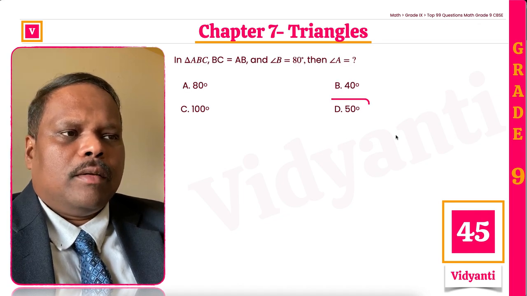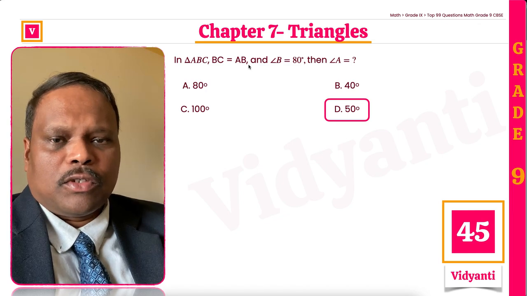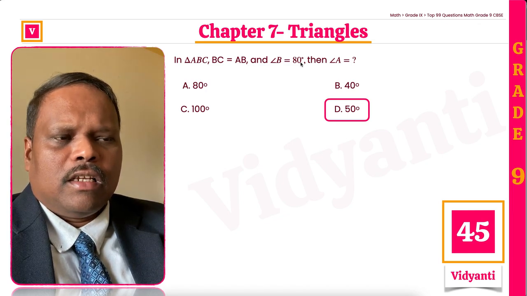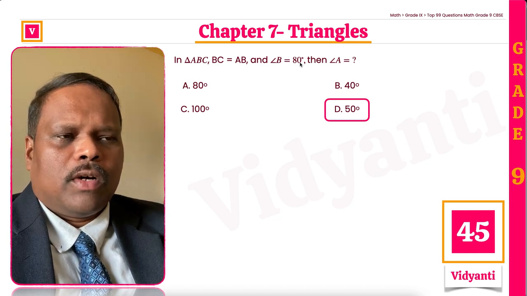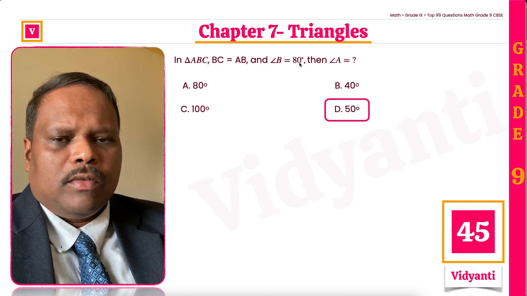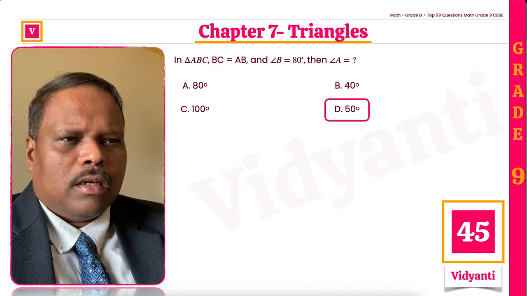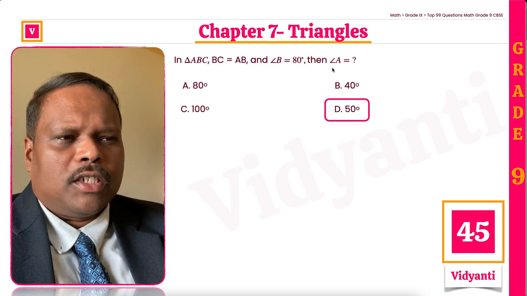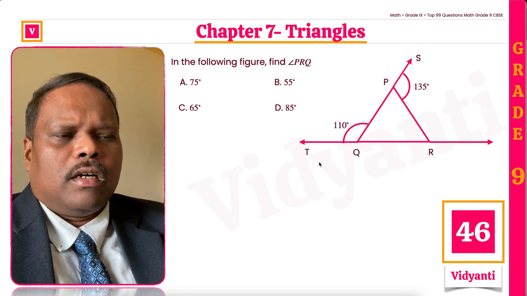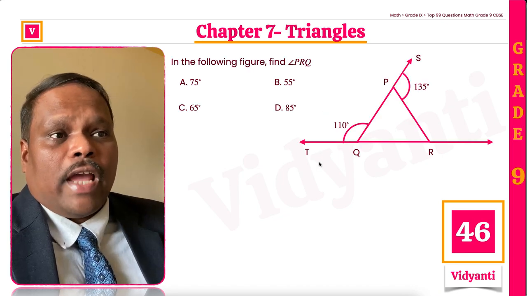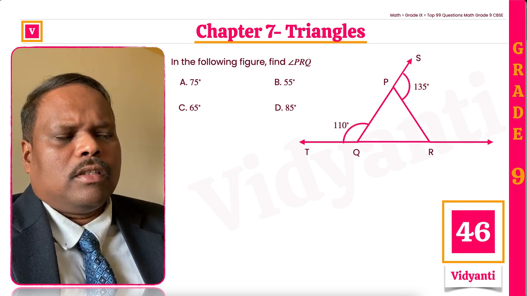In triangle ABC, BC equal to AB, well, we have an isosceles triangle. One angle is 80, so the other one is 80 plus 80, which will be 160, and well, I need to go back and check this answer. The diagram is not given, something is not right. Okay, when we have a diagram, things are really easy. When the diagram is not drawn, then there will be confusion.